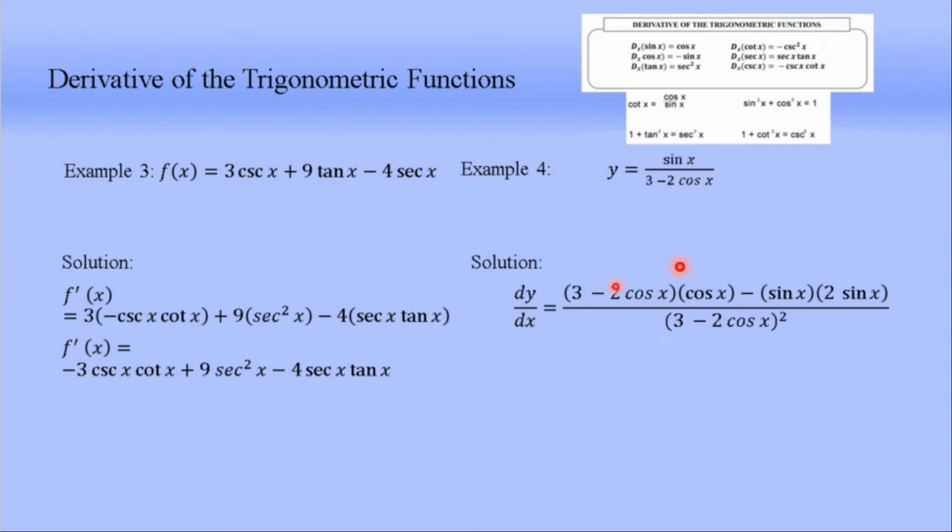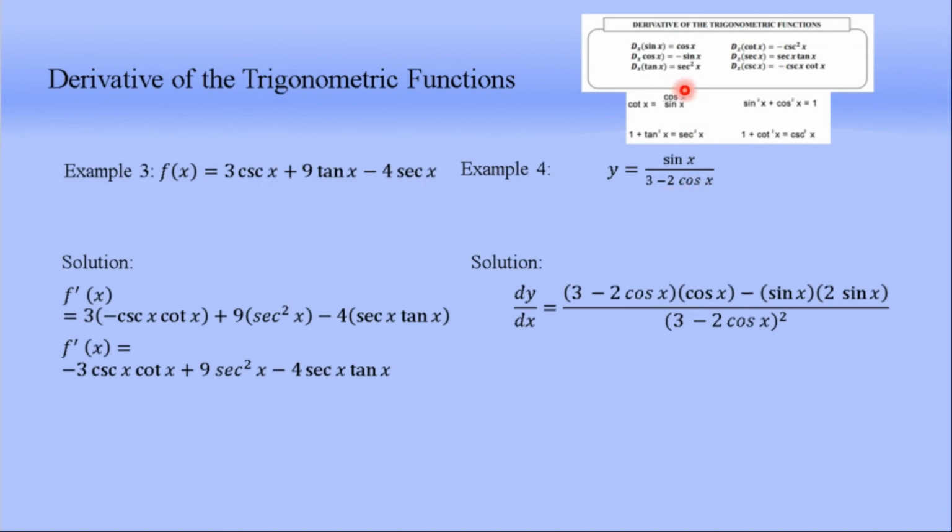Okay, so obviously we're going to use the quotient rule of differentiation. So just input the second function times the derivative of the first function. So the derivative of sine x is cos x minus the first function times the derivative of the second function. So 3, the derivative of 3 is 0, and so the derivative of negative 2 cos x.